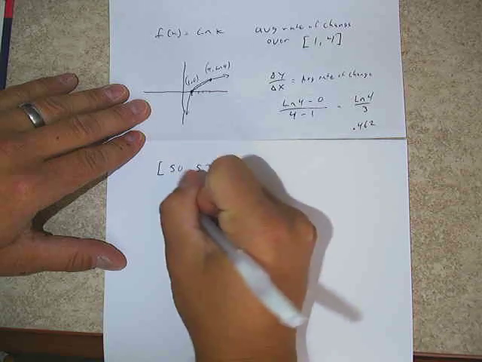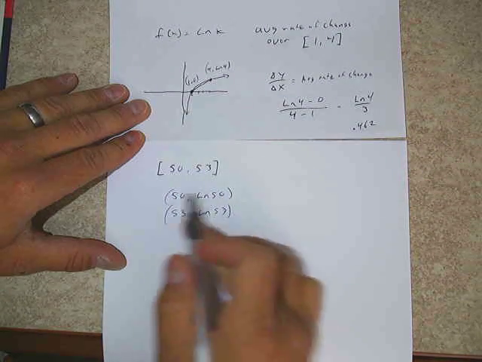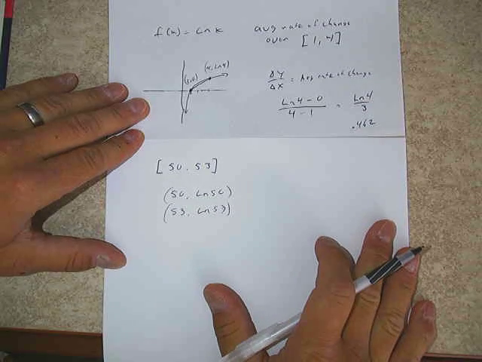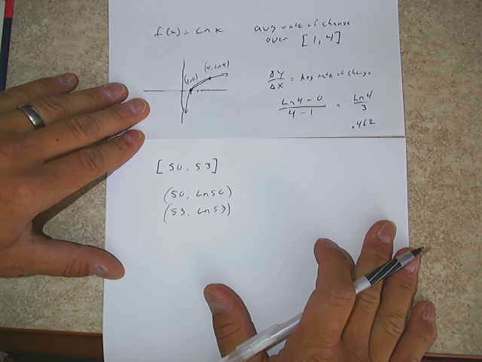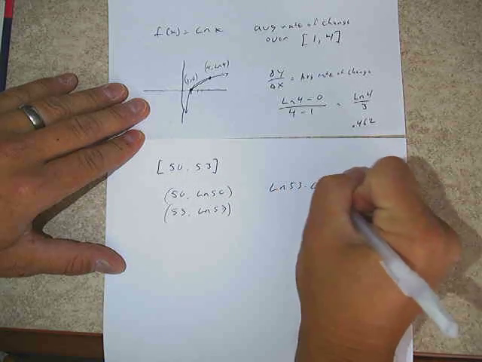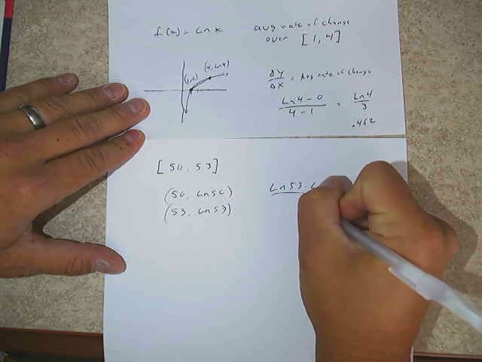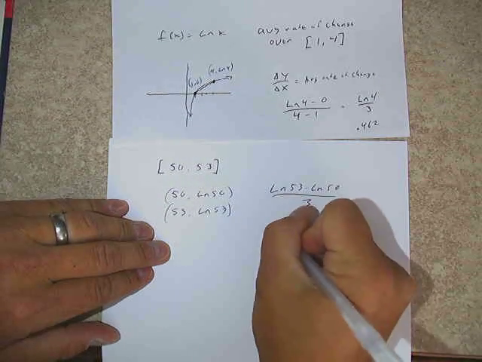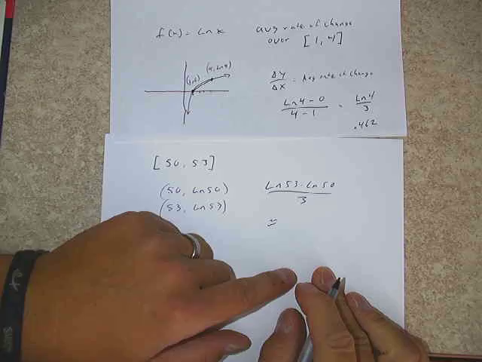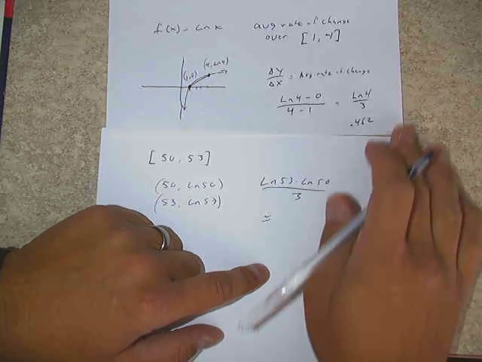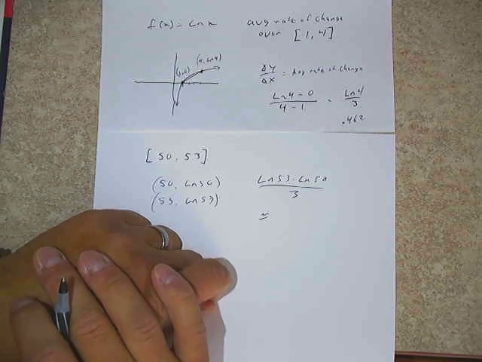So our points then would be 50, ln 50 and 53, ln 53. So if we're going to calculate this average rate of change, what's step 1 in any problem like this? Figure out what? Figure out the 2 points. You know what the 2 points are. You can't calculate the slopes unless you know the 2 points. So if we do that, ln 53 minus ln 50 on top, 53 minus 50 on the bottom is 3. So I'll go ahead and punch that in, and what do we get for an answer?